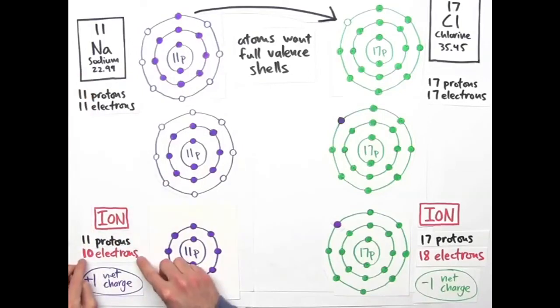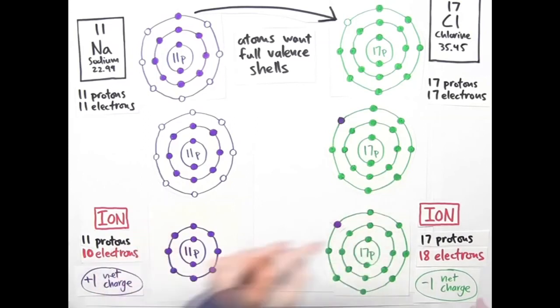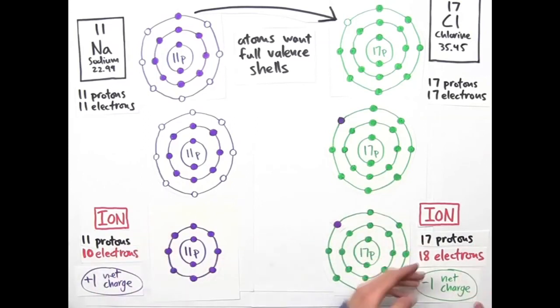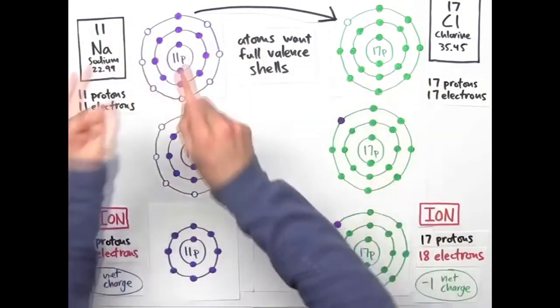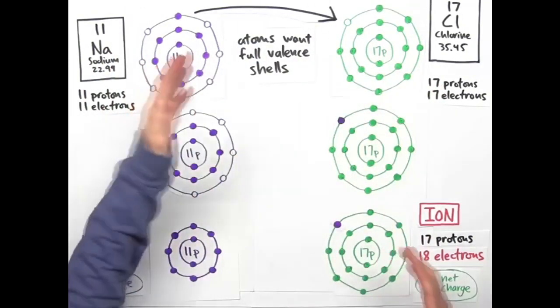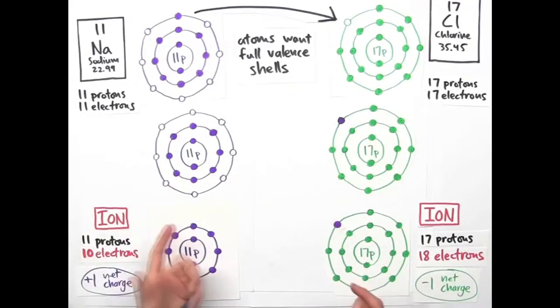So now sodium has one fewer electron than proton, so it gets a 1+ charge. Chlorine got one more electron, so it has one more electron than proton, so it has a 1- charge. So these guys, they trade electrons, or an electron moves from sodium to chlorine, in order for them to get full valence shells. And it's in the process of that happening that they end up getting charges.